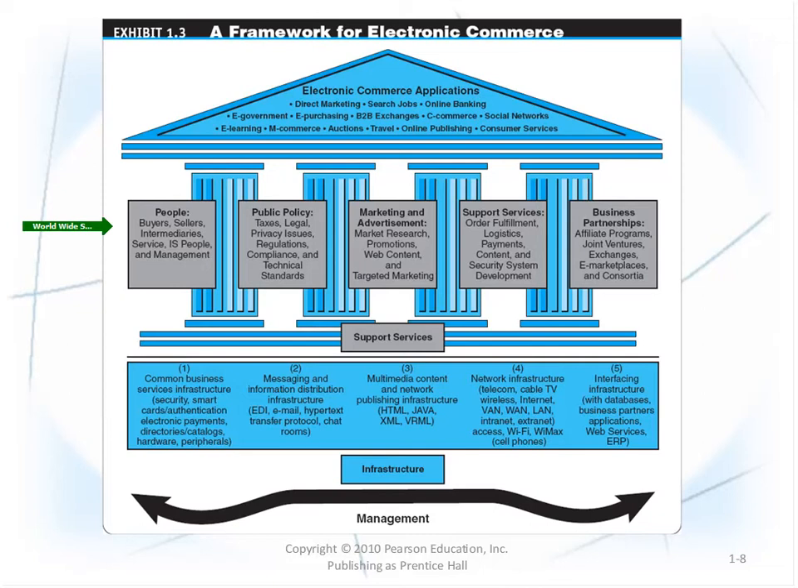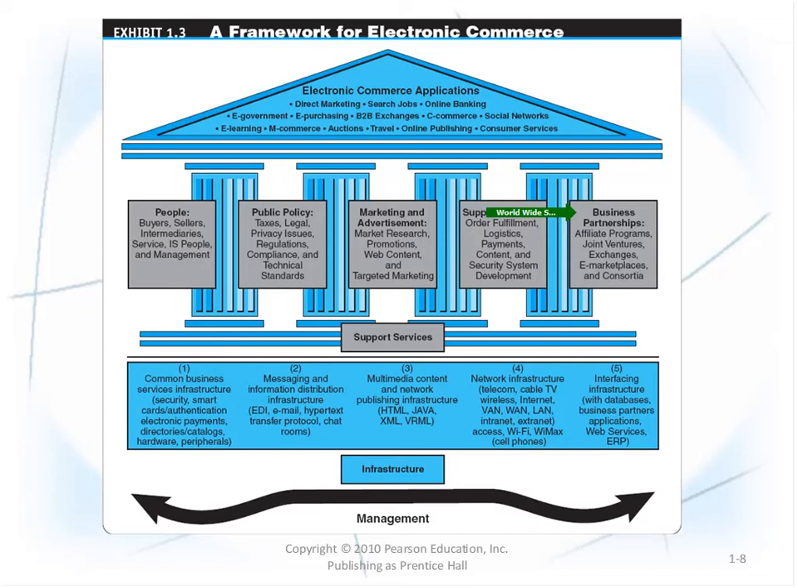People can be buyers, sellers, or intermediaries. Public policy covers things like taxes, legal and privacy issues, and regulation. Also marketing and advertisement, market research, promotion, target marketing, and these things. Support services like order fulfillment, logistics, payment, security, and business partnership like affiliate programs, joint ventures, exchanges, and e-marketplaces.